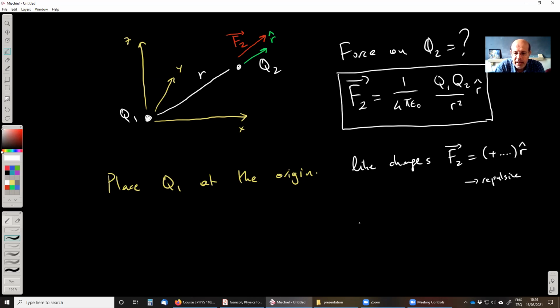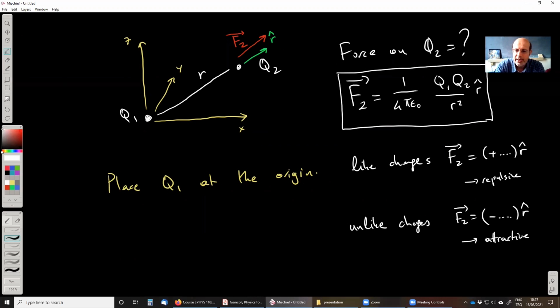In a similar way, if you have unlike charges, this force expression is going to produce a negative coefficient in front. So this number would be negative, in which case the force vector will be pointing in the radially inward direction. As a result, this will lead to an attractive force.